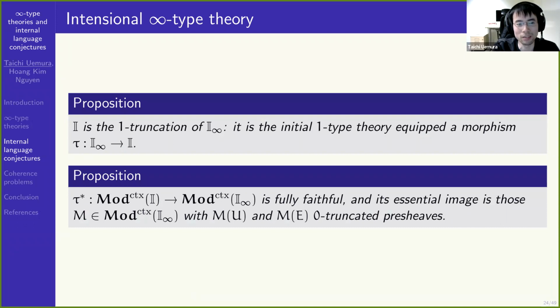So almost by definition, the intensional 1-type theory is the 1-truncation of the intensional infinity type theory. More precisely, this I is the initial 1-type theory equipped with a morphism from I infinity. And we can also observe that the pullback functor is an embedding, namely fully faithful, and we can characterize its essential image. The essential image consists of those models of I infinity such that the presheaves are 0-truncated, or in other words, set-valued.